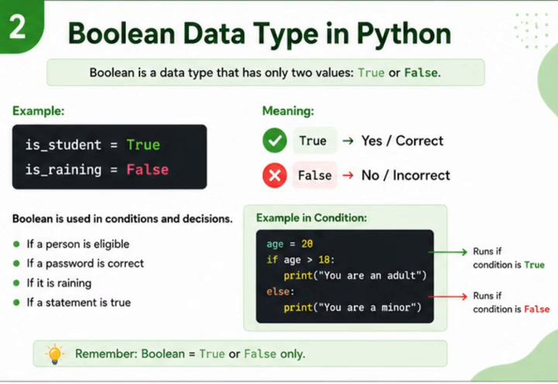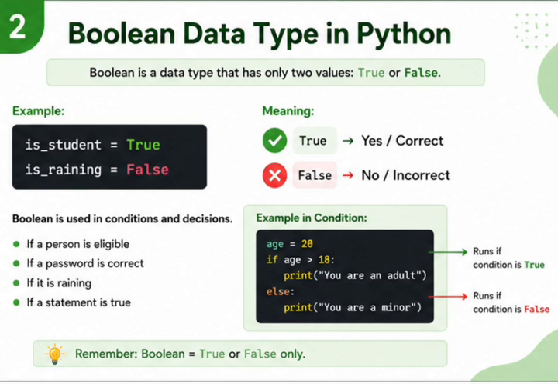Slide 2. Boolean data type in Python. Next up is a data type that is incredibly simple on the surface but acts as the brain behind a lot of programming logic. The Boolean. Unlike strings or numbers, which can have infinite variations, a Boolean data type has only two possible values. One is True, another one is False.